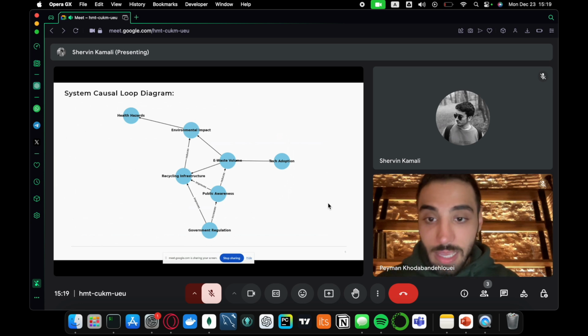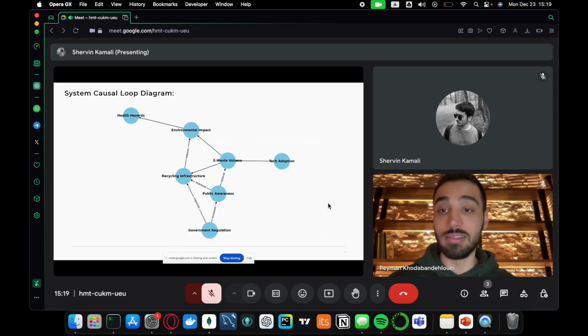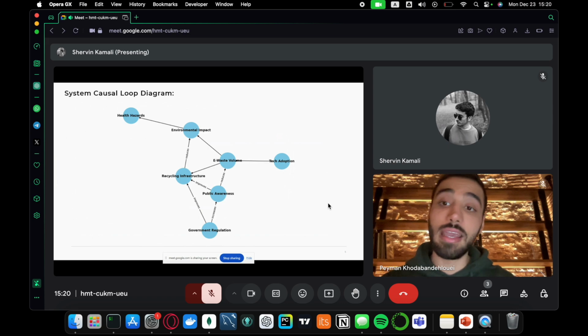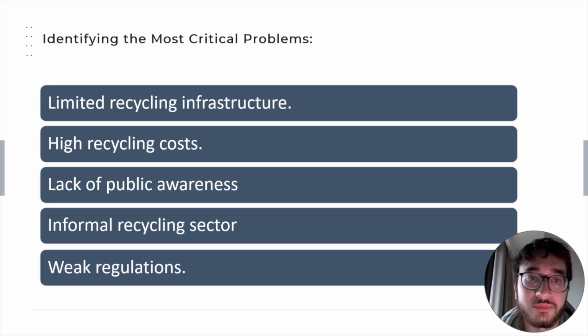So the thing is that if governments put regulations in place, educate the public to increase public awareness, and invest in recycling infrastructure, all of them at the end are going to reduce the environmental impact, and at the end, health hazards.